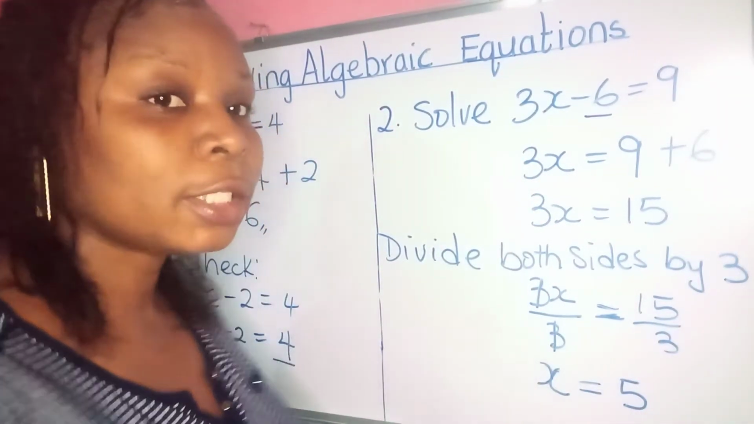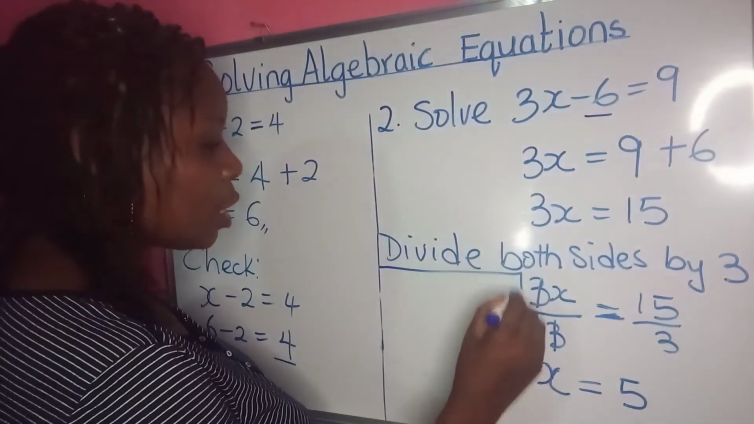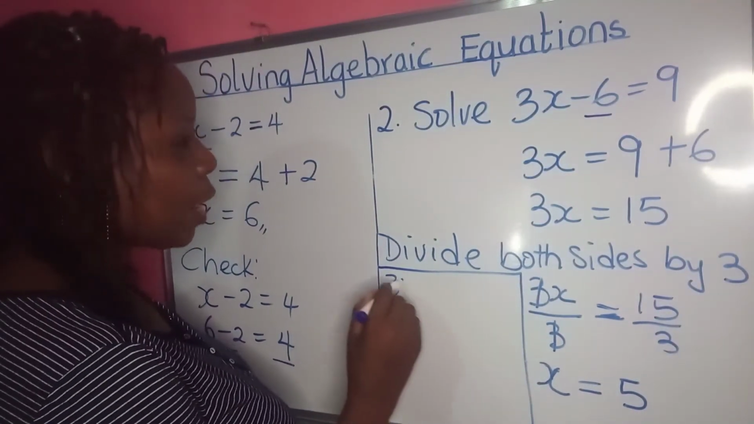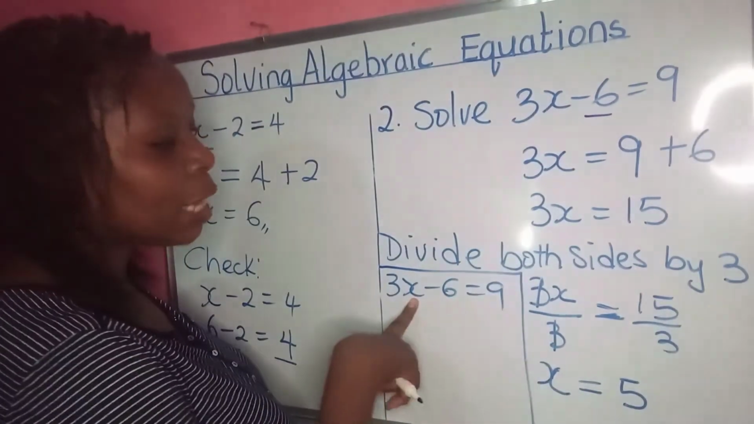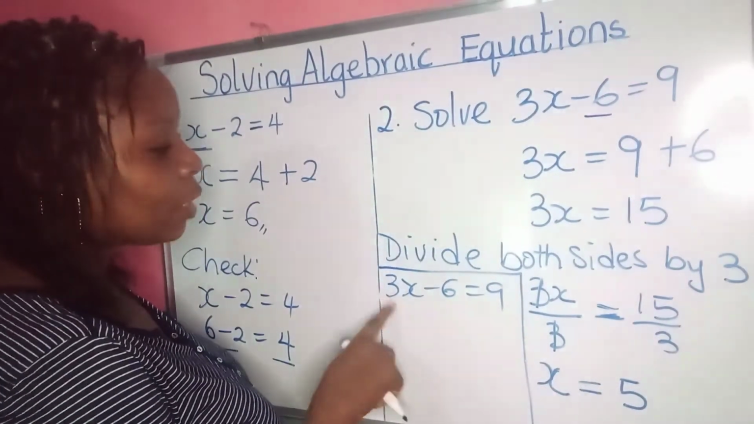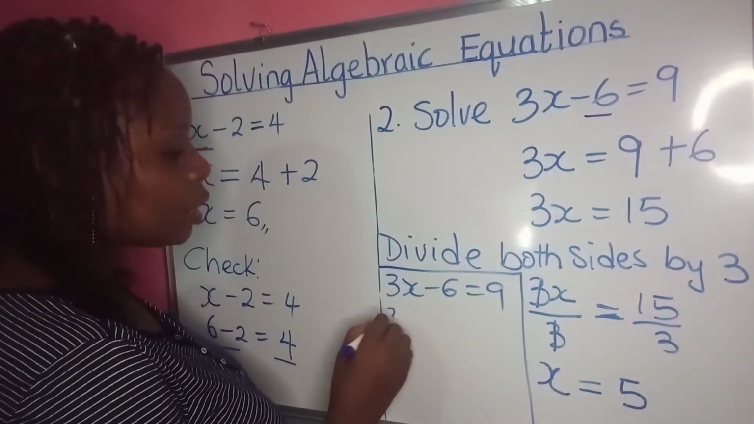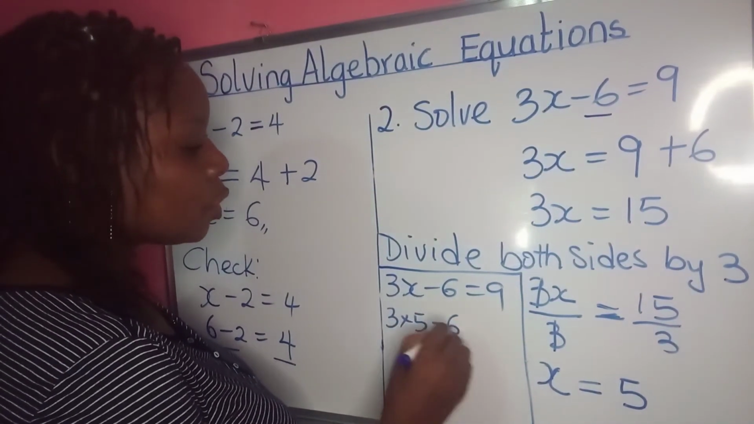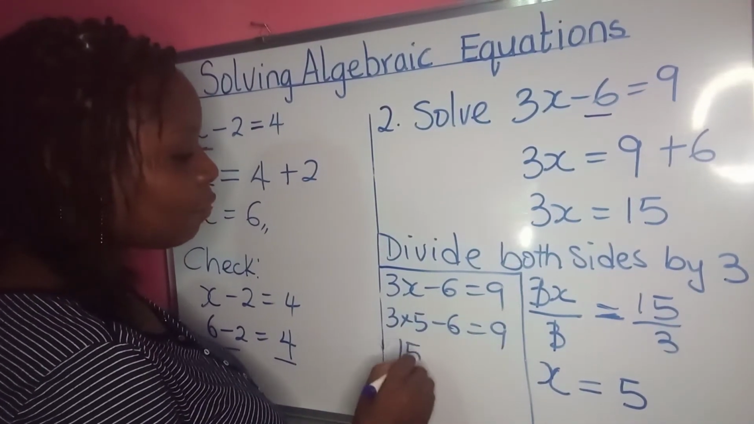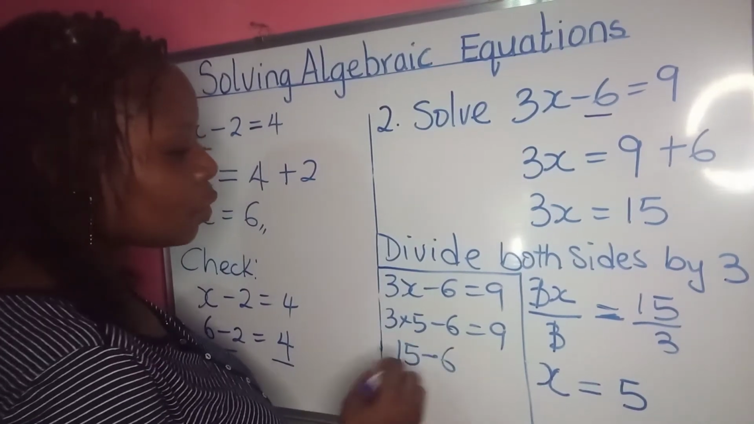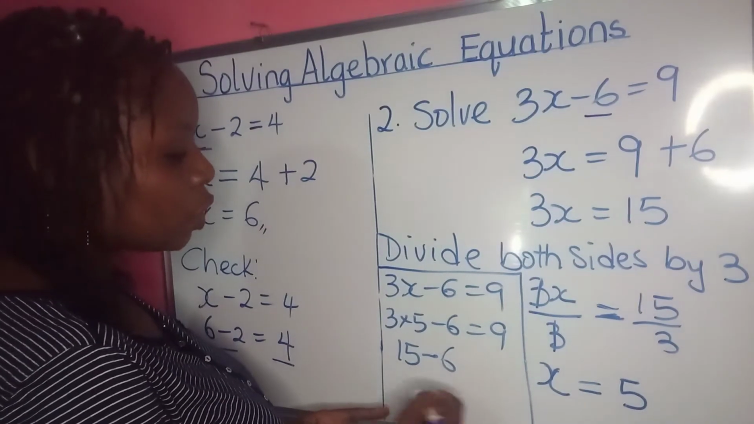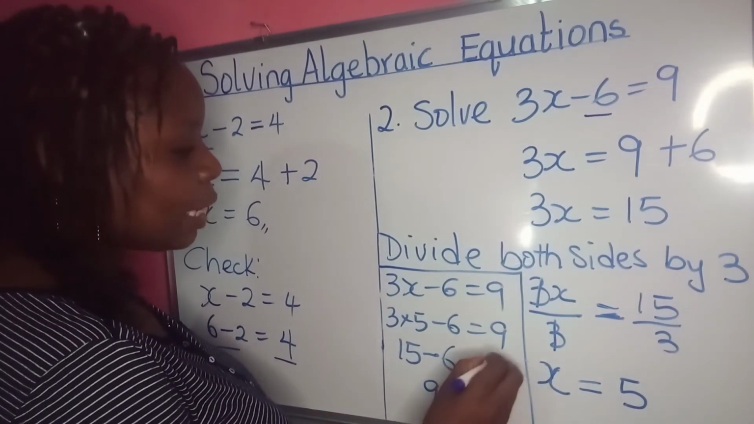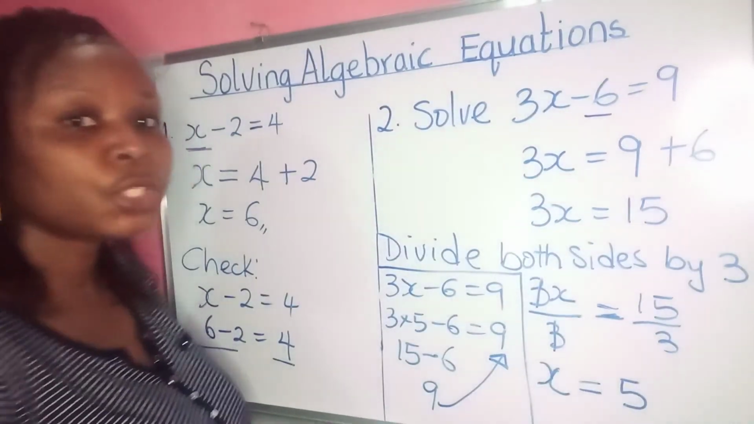If you want to check it, let's use this space and do our check. So 3x minus 6 equals 9. Okay, we're replacing x with 5. And 3 is multiplying x. So this will be 3 times 5, right? Minus 6 equals 9. 3 times 5 is 15, right? Minus 6. Okay, let's remove this equals now. So 15 minus 6 is what? 9. And that balances with this side of the equation.